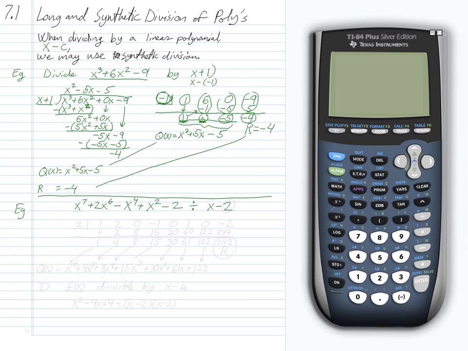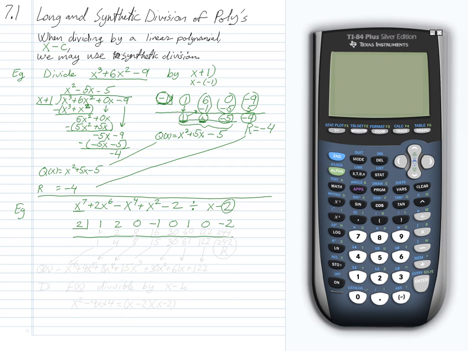This is a very large polynomial I'm dividing, so long division would get very expansive, take up a lot of space. But synthetic division is only ever going to take up 3 lines. So in the box I will put 2, because that is the opposite of what I have in my divisor. Alright, I'll have a 1 as a coefficient of x to the 7th, a 2 as a coefficient of x to the 6th. I'm missing an x to the 5th, so I'll put a 0 there. I have negative 1x to the 4th. I'm missing an x cubed, so there's another 0. I have 1x squared. I'm missing an x, so one more 0, and a negative 2.